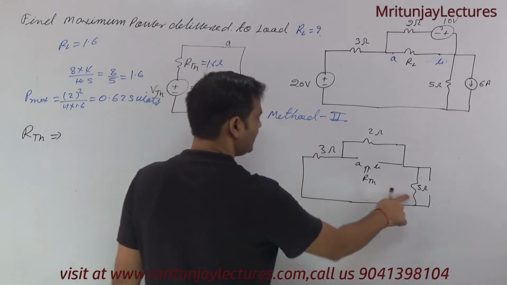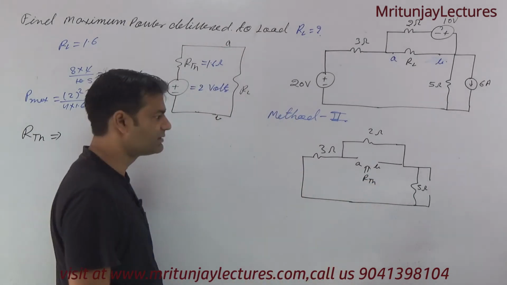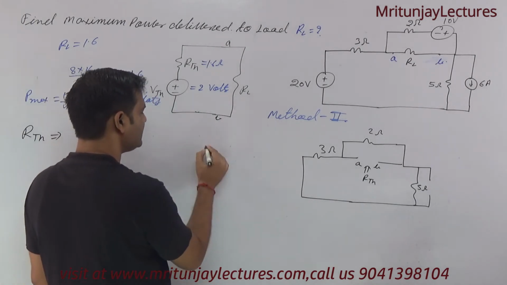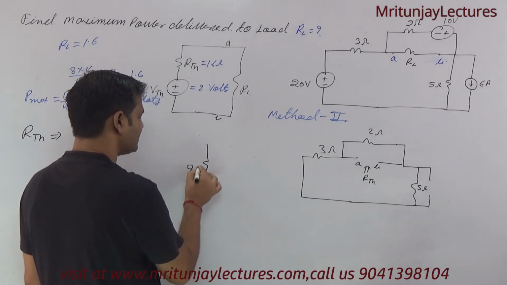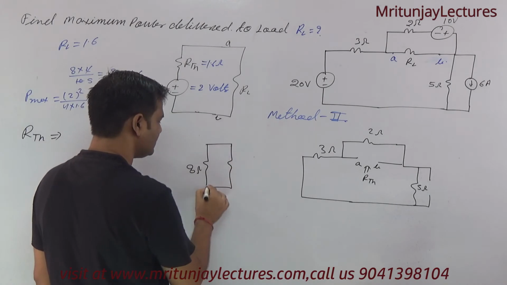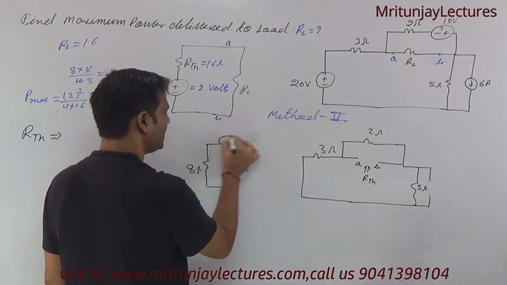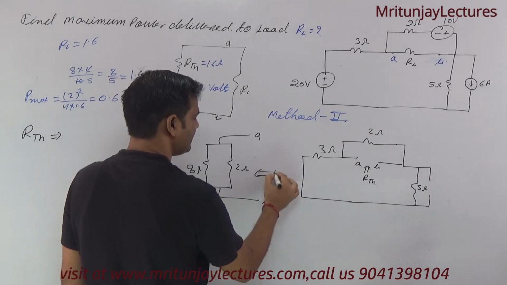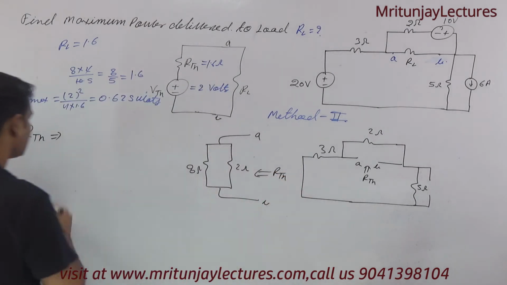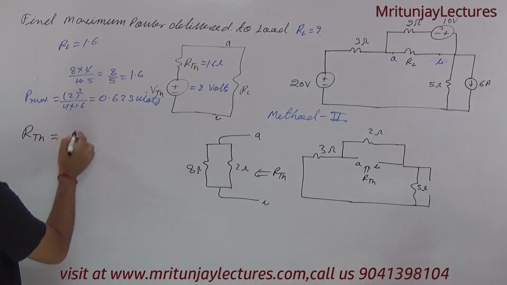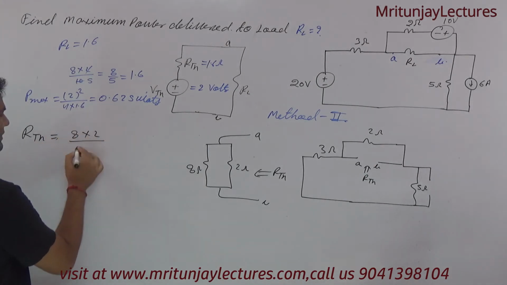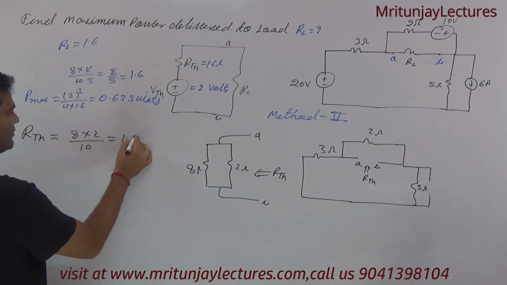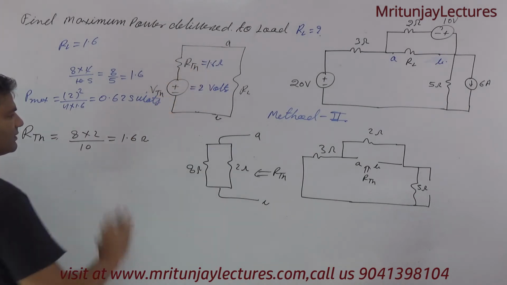Now 3 and 5 both are in series, so you can say that is 8 ohm, and that is 2 ohm, and this one is A and B. Okay. So finally RTH. RTH is written as 8 into 2 divided by 10. Finally 1.6 ohm. Both are the same thing.